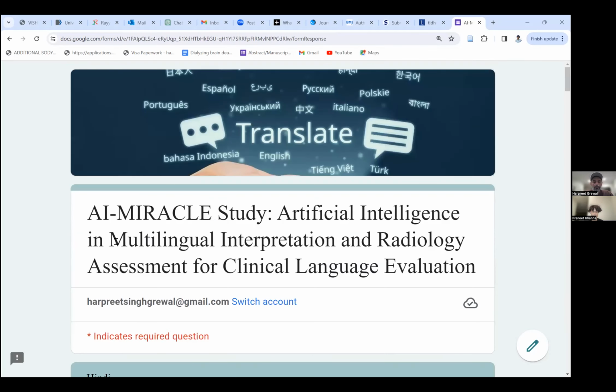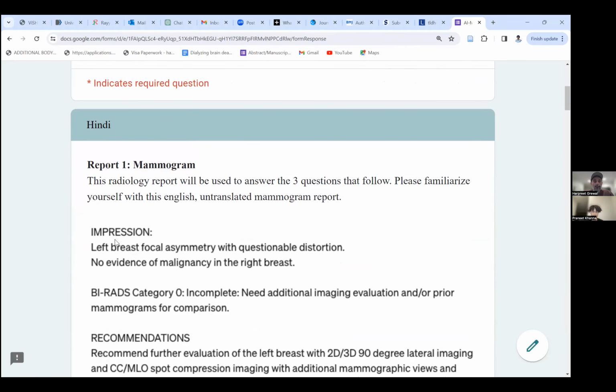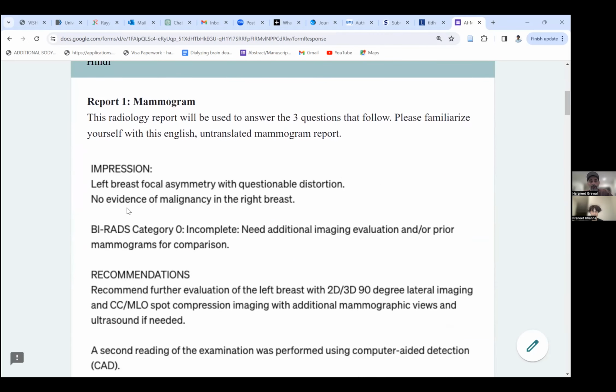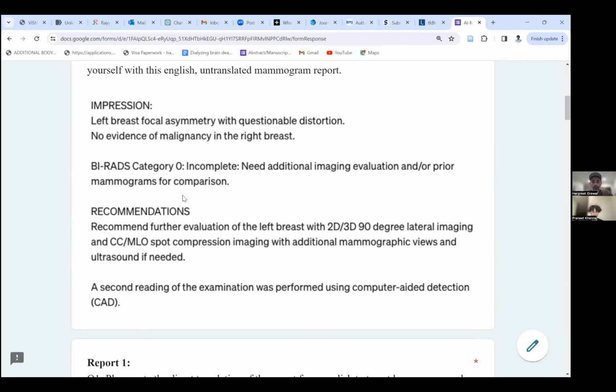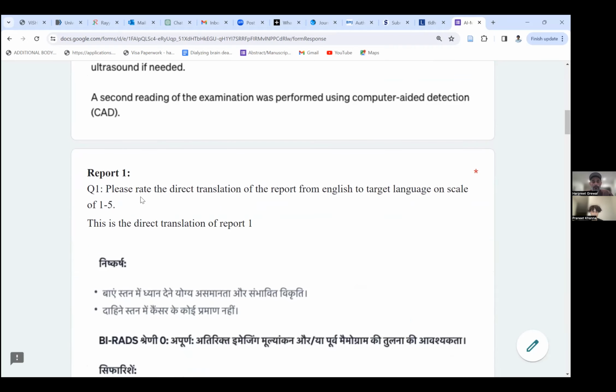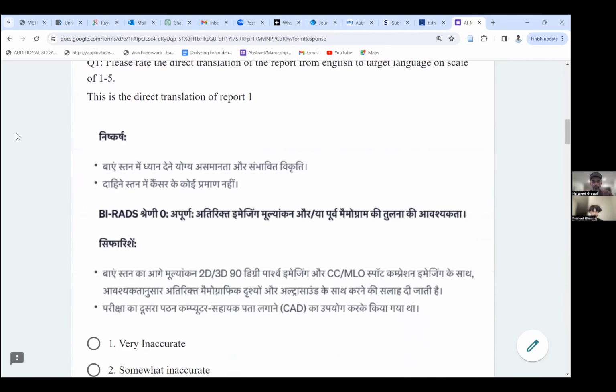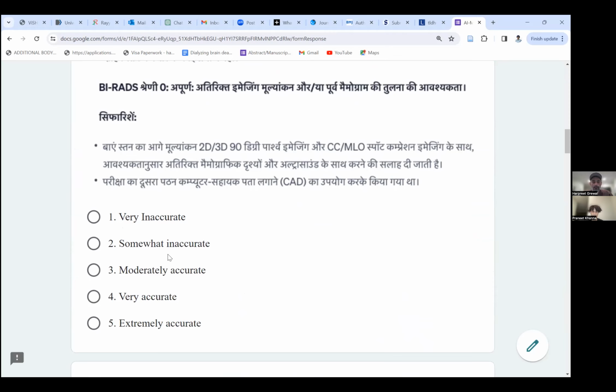This takes you to the next question. So the first one is a mammogram report in English. So you read through the English normal report, and then there will be 3 questions that will follow. Question first will be asking you to rate the direct translation of the report from English to the target language, which is Hindi in this case. Then you read through the translated report, and then you grade it on a scale of 1 to 5. And let's say this is very accurate.